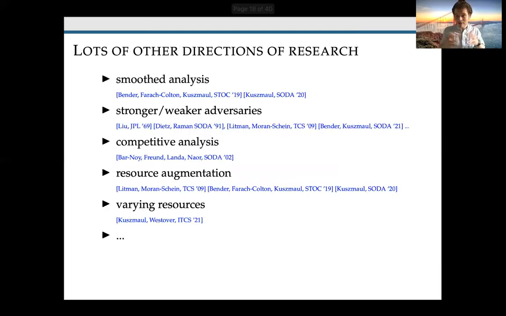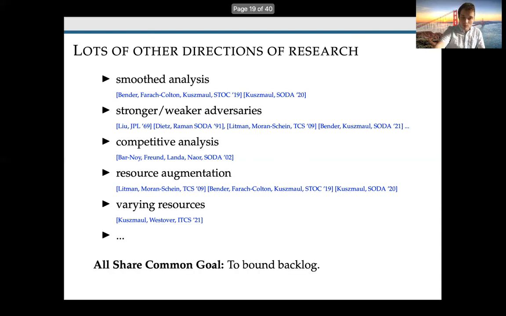Okay, so what we've done so far is we've introduced the cup games. We've seen the two state-of-the-art algorithms: what's the best deterministic algorithm known, and what's the best randomized algorithm known. It turns out there's also a whole bunch of other work on this game, dating back all the way to the late 1960s. There's work on smooth analysis, different adversaries, competitive analysis, resource augmentation, varying resources, etc. And one thing that all of this work shares in common is a common goal, which has always been to bound backlog.